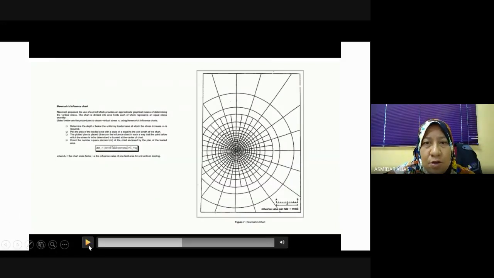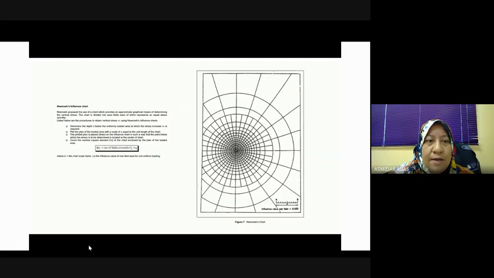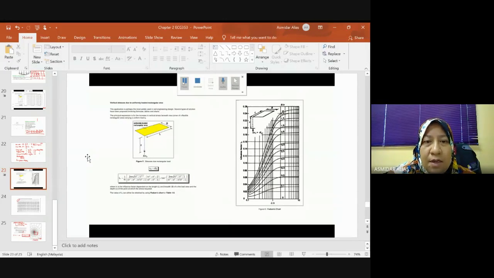Okay, saya akan stop untuk Newmark chart. Yang ni kita akan buat for the next class lah. So right now, siapa yang ada buku nota ataupun nota yang saya kongsikan last week, kita nak tengok contoh untuk rectangular section.